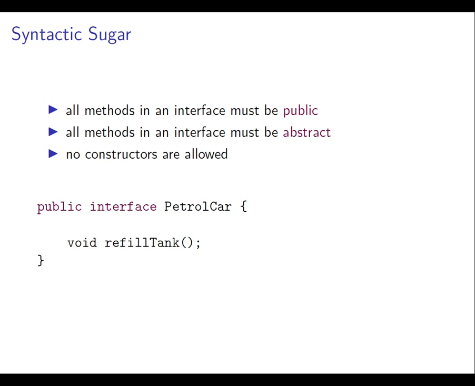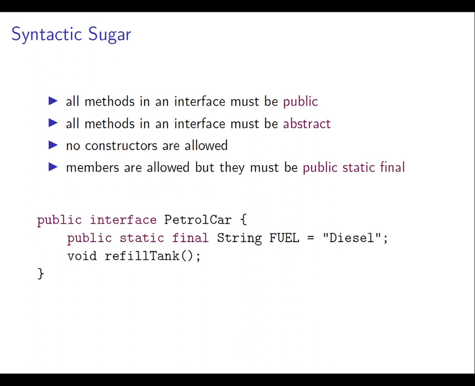No constructors are allowed. Now, what about data members? Data members are in fact allowed, but they have to be public static final. So this is the kind of thing you can say. We can say that we've got essentially a fixed constant fuel, which just represents the string diesel, if we feel like saying that. That's allowed. Because they have to be public static final, you don't have to say so. So we can just specify their type, their name, and their initial value. That's fine.